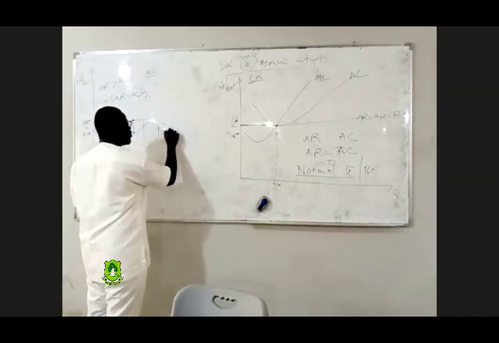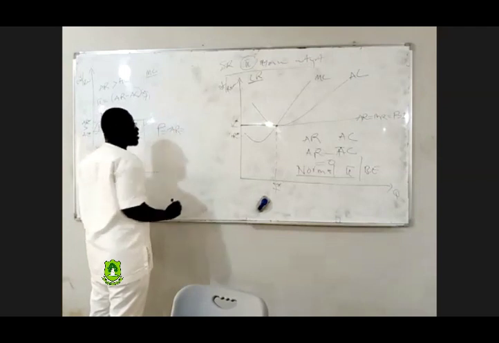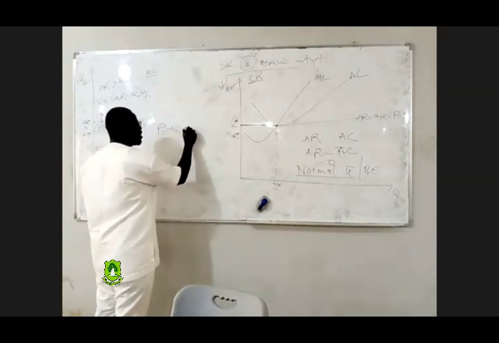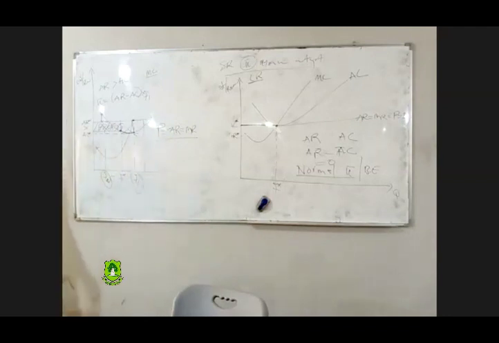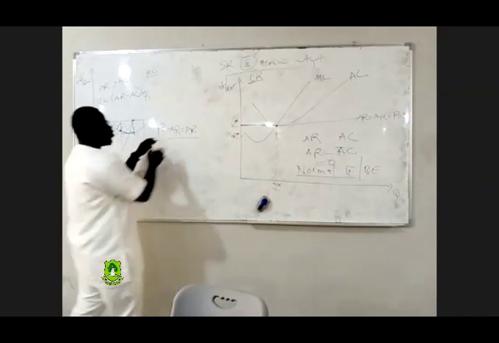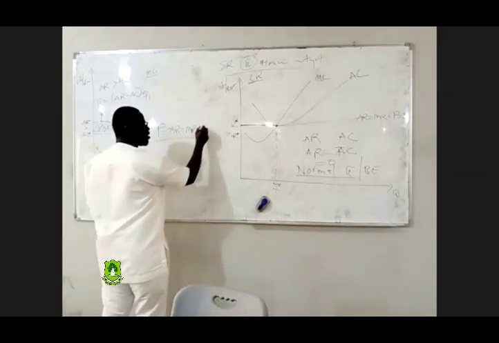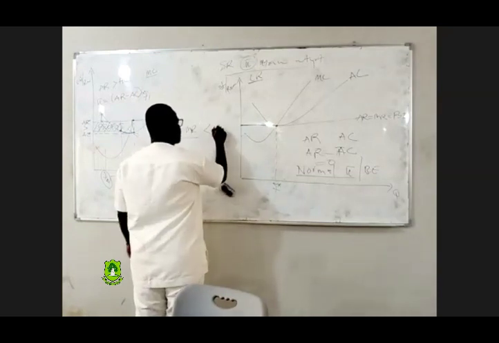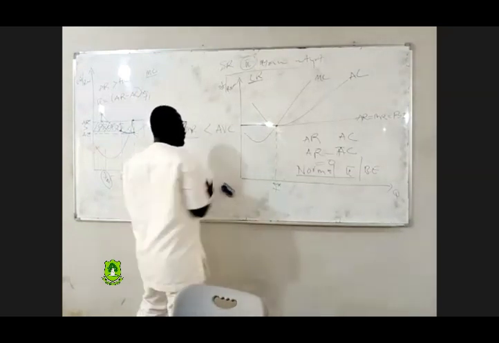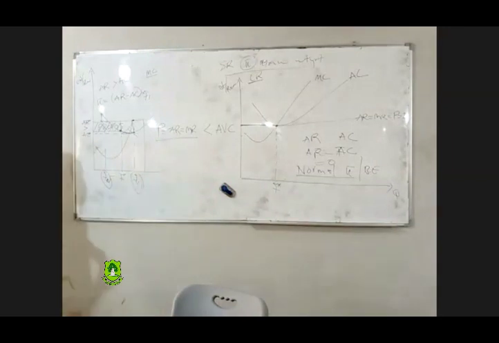The same thing as your average revenue, which is the same thing as your what? Marginal revenue. This is the revenue aspect, okay? A firm should cease to operate if how much you are getting is less than your average variable cost.